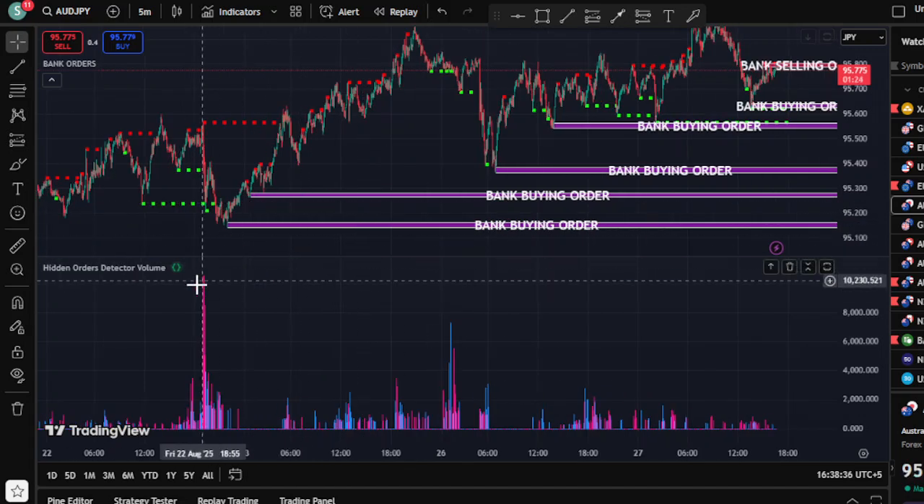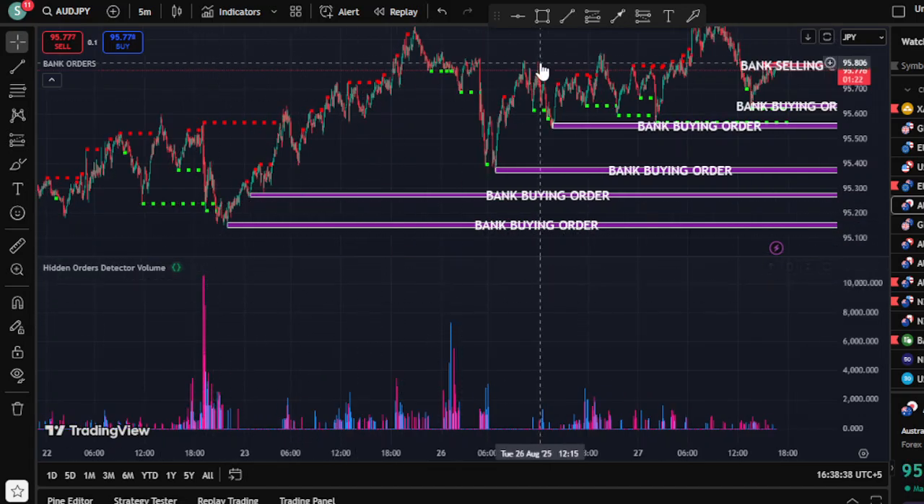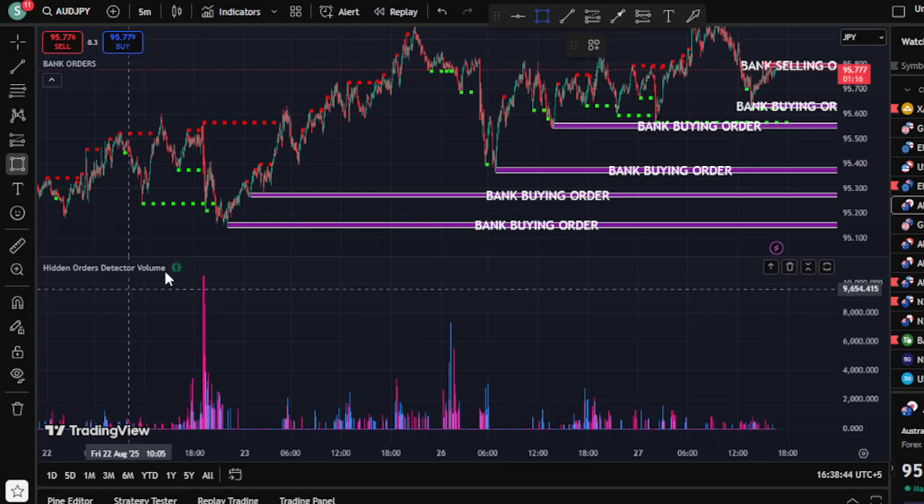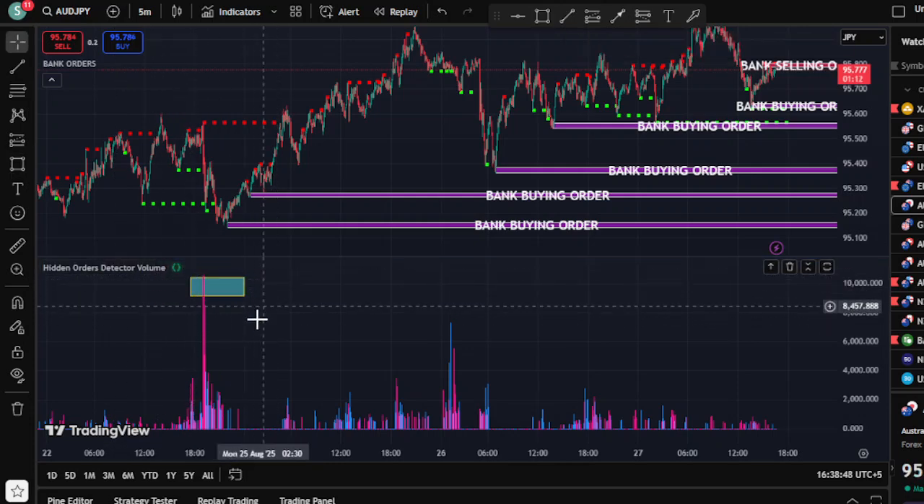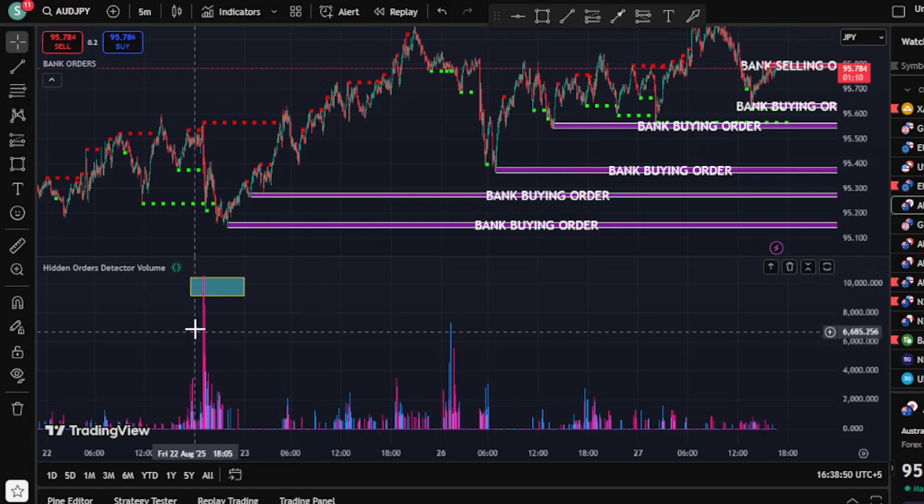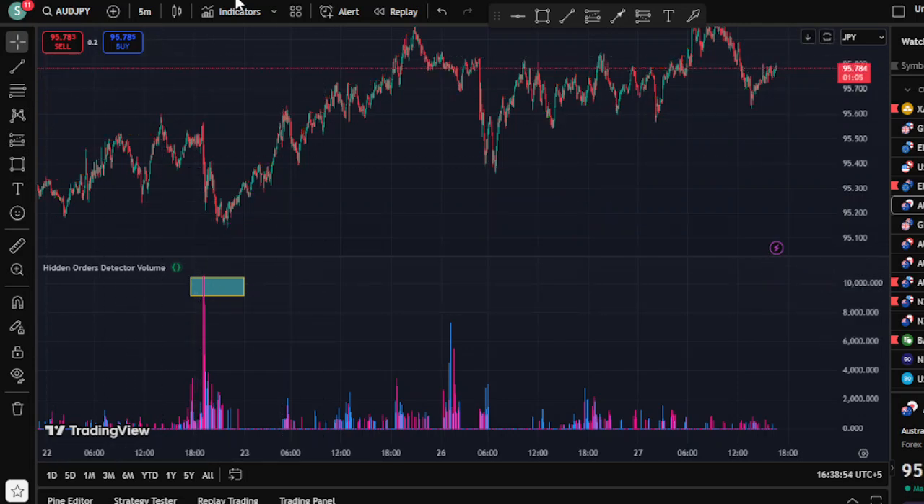Now, as you can see here, what will be our rule to use this indicator, and how will we analyze it? That's very simple. We will only trade the ultra high volumes that are given by the indicator. So this is a bit different from the normal indicator that you usually use.